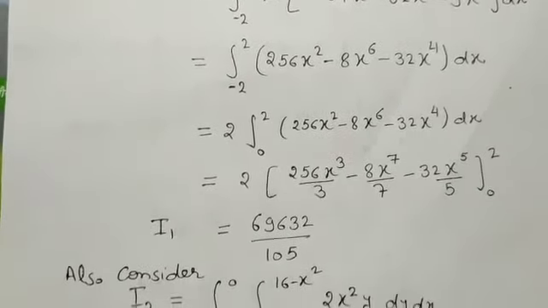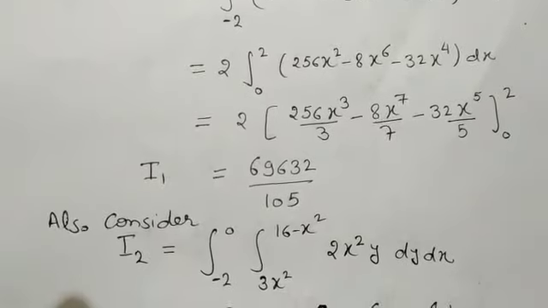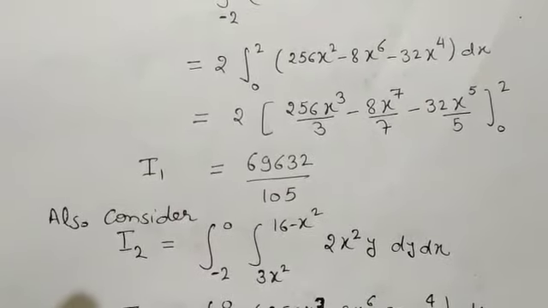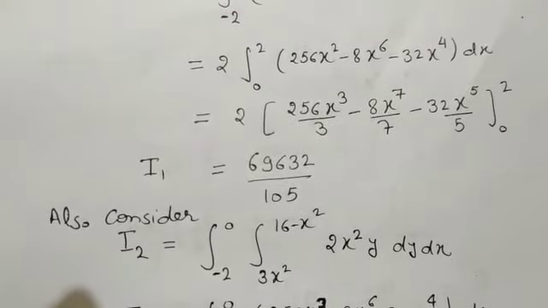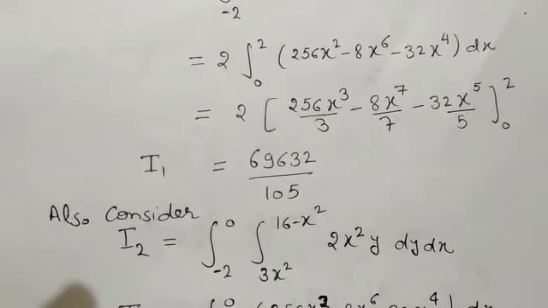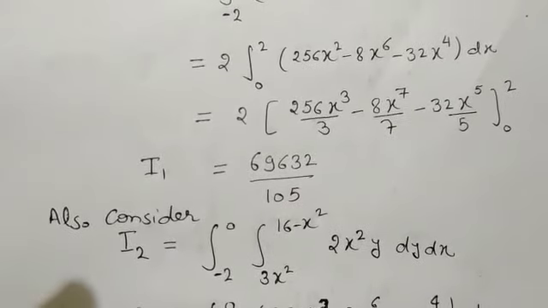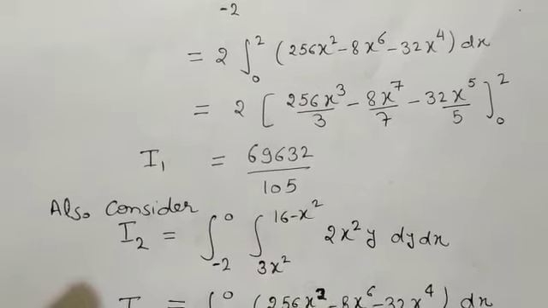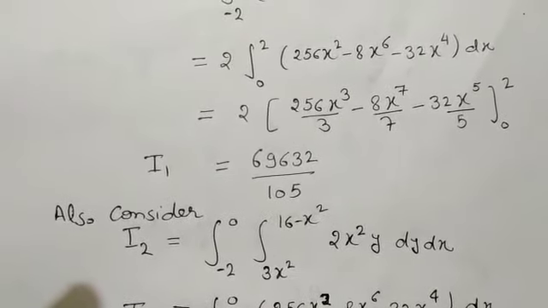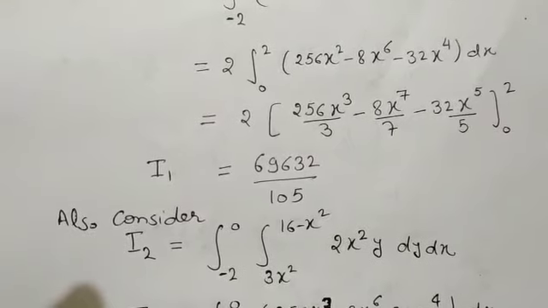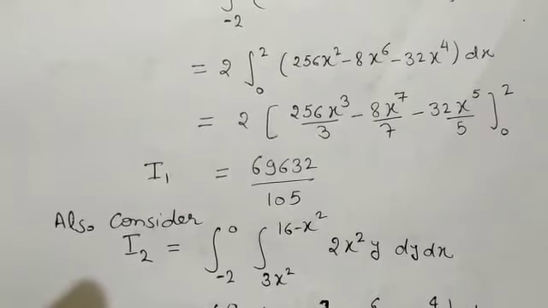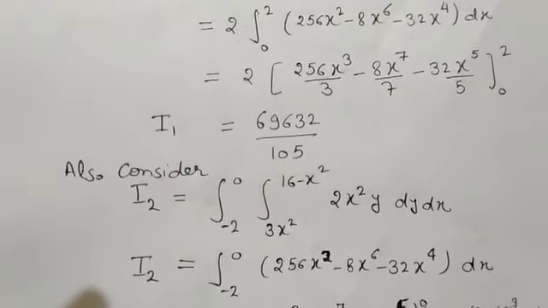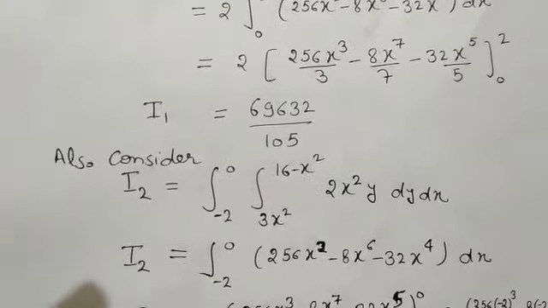Now I slightly change the rest of the integration. The integration I2 is from -2 to 0. As the previous integration was running from -2 to 2, now your integration is running from -2 to 0. And the limit of y is 3x square to 16 minus x square. It is similar to the previous one, so there is no need to calculate the last part, the second integration. I directly use the result which I have already obtained.